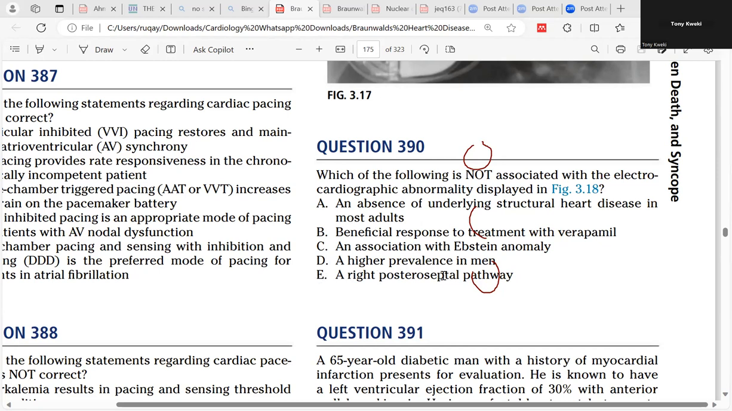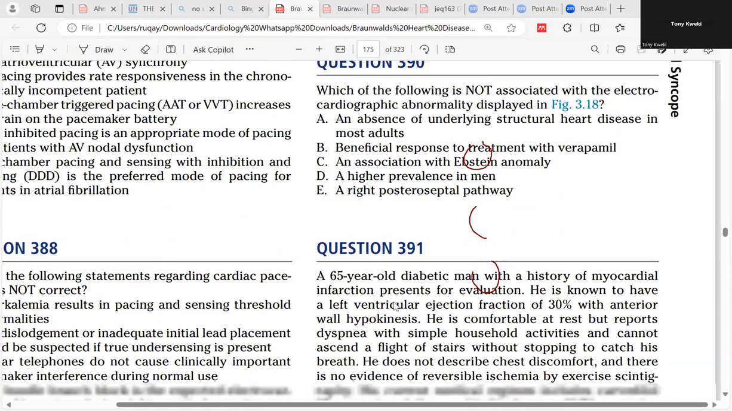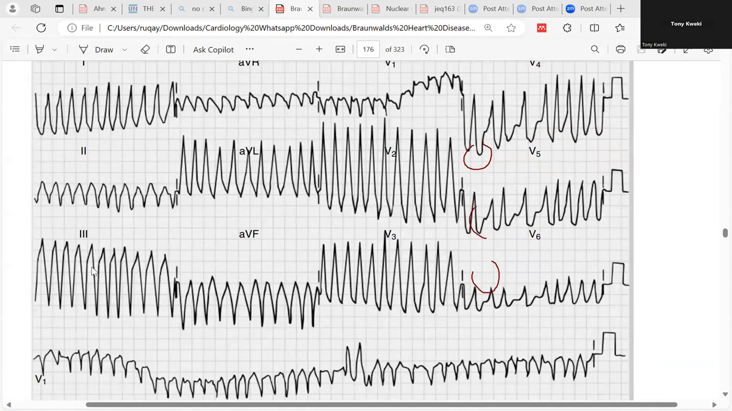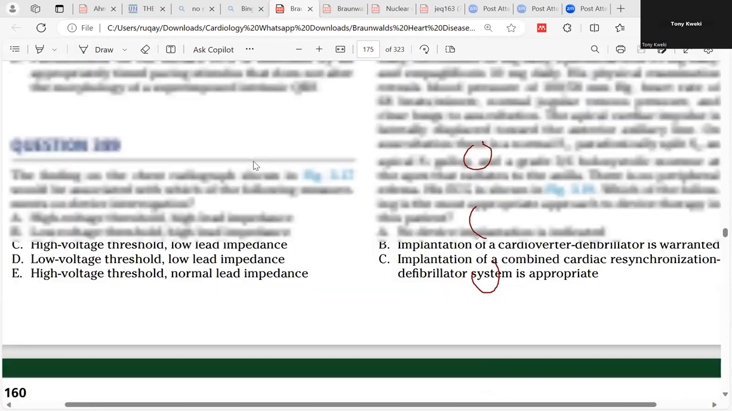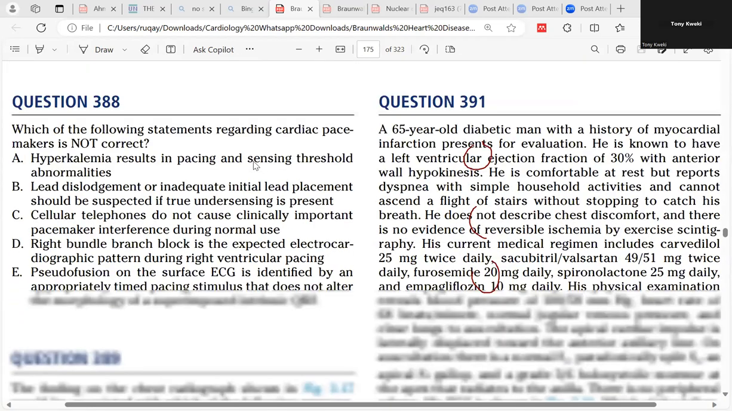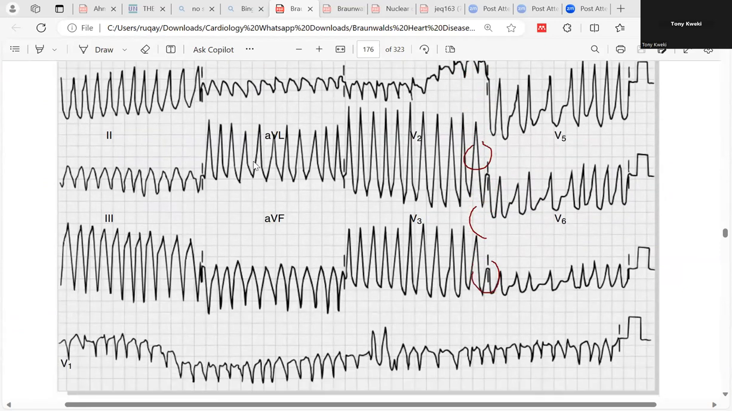Then D, higher prevalence in men. And E, right posterior septal pathway. So apparently, and this is not something I'm very conversant with, the direction of the QRS complexes in the leads gives away the direction of the pathway. So this is a right posterior septal pathway, because the QRSs in leads 2, 3, and AVF are predominantly negative, but we could go read up the answer if we would like to understand it better.